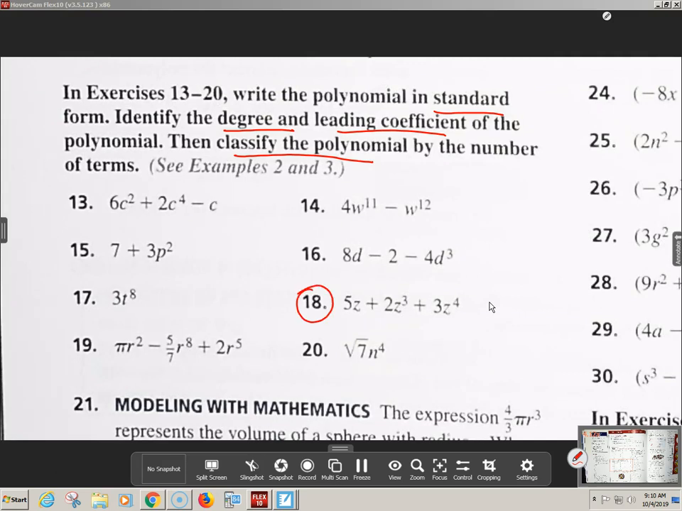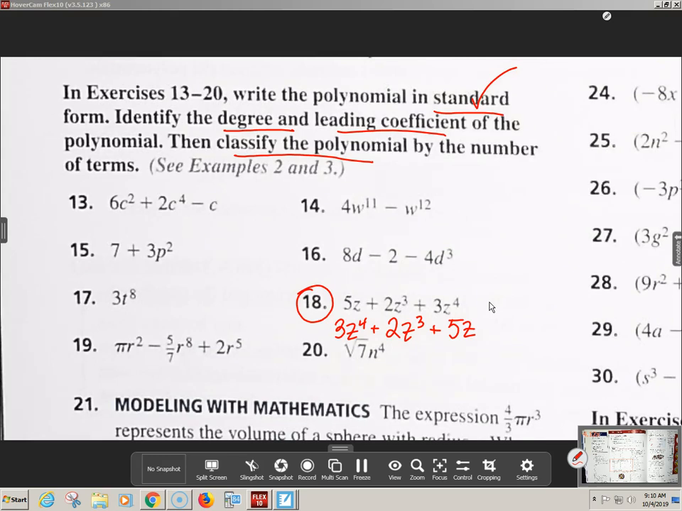Who should go first? Good, the 4th degree one, right? Because out of all of them, he's the strongest. So it should be 3z to the 4th. What should go next? Then, yeah, the cubed one. Then what should go last? The 5z. I know, it's catching up. All right, so standard form. That's a check. Andrew, good so far?